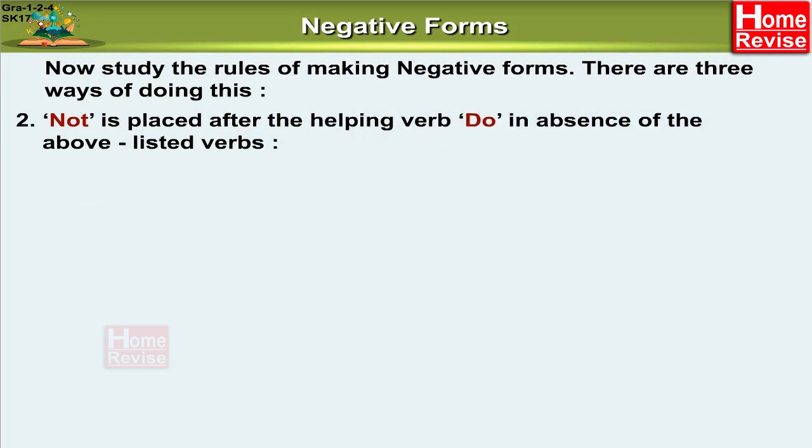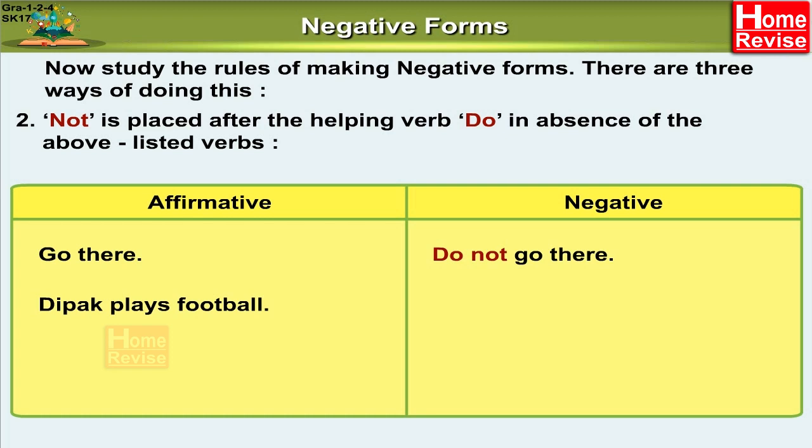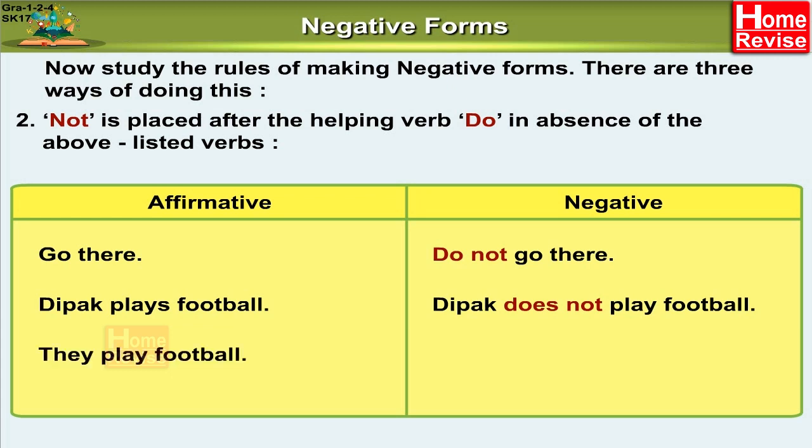2. Not is placed after the helping verb do in absence of the above listed verbs. Affirmative: Go there. Negative: Do not go there. Affirmative: Deepak plays football. Negative: Deepak does not play football. Affirmative: They play football. Negative: They do not play football.